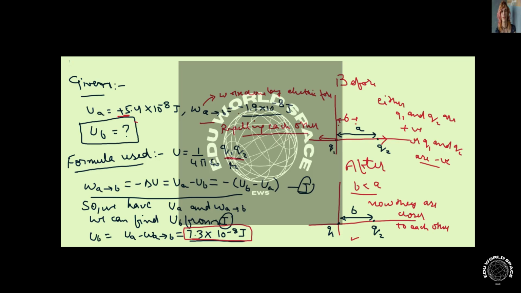This is very important: the sign is very important here. Since this is negative, we have moved the particle from A to B, where B is less than A, and now they are much closer to each other. When they are much closer, R has decreased, so your U final, or UB, should increase, and it has increased from 5.4 into 10 to the minus 8 joule to 7.3. So the potential energy has increased. That's your answer for this question. Thank you.